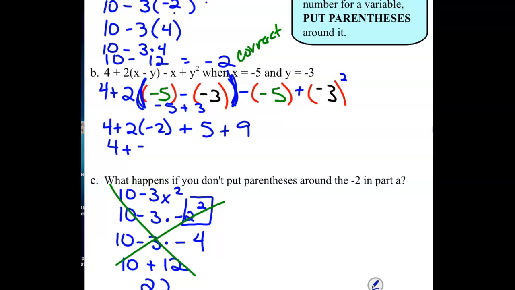Then I'm going to go through and finish all my multiplication. 2 times negative 2 would be negative 4. And then I can go through and do all of my adding. 4 plus negative 4 is 0, plus 5 is 5, plus 9 gives me 14.